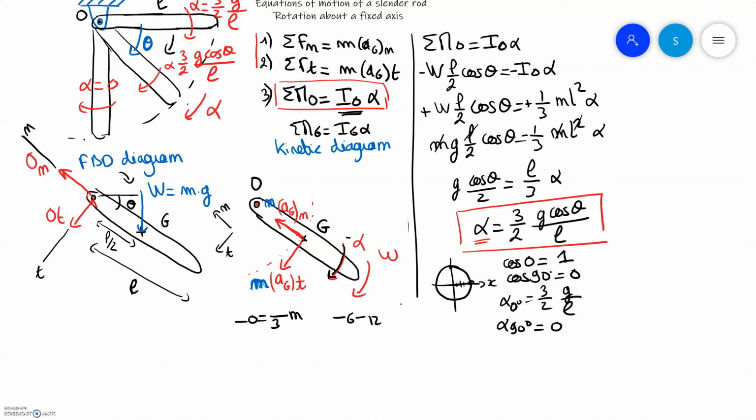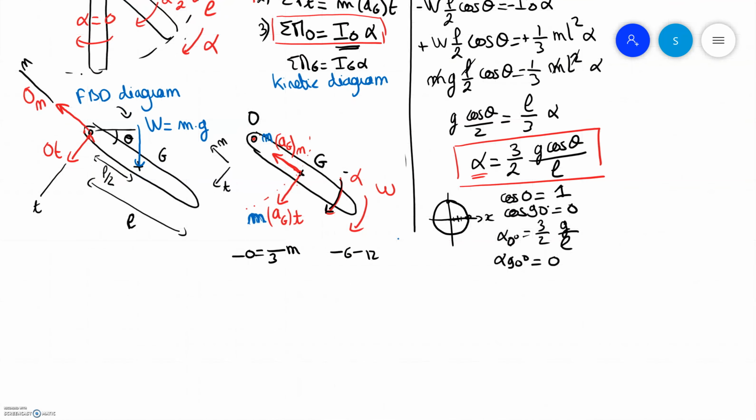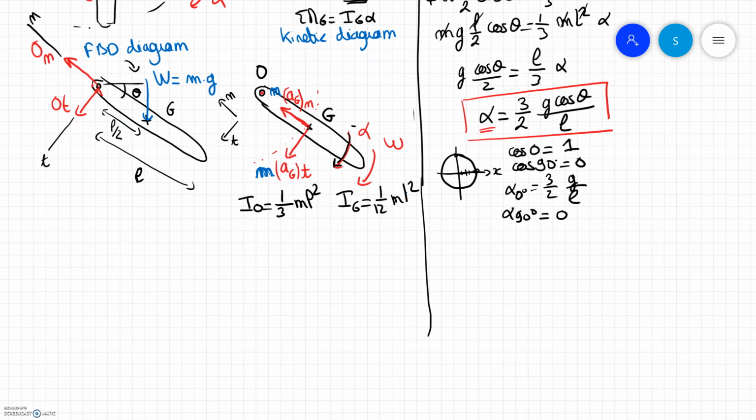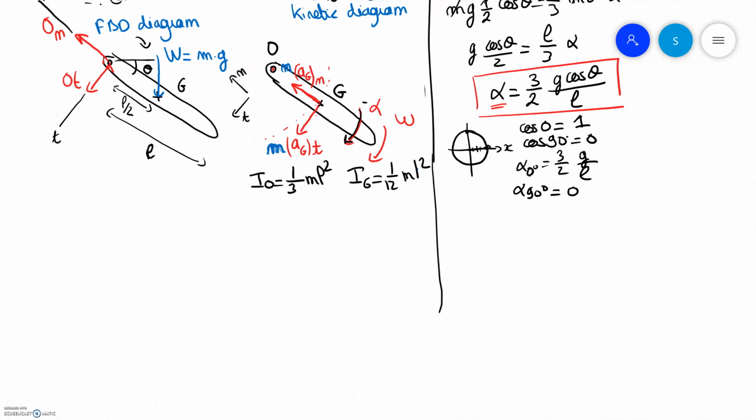Which one first? Sum of the forces on N, so I will use the space there. Let me move this. We need the free body diagrams and the kinetic diagram. Okay, so sum of the forces on N equals m a_G N. So what do we have on N? We have ON. And for W, okay, so that's my axis T. And that's my axis N.